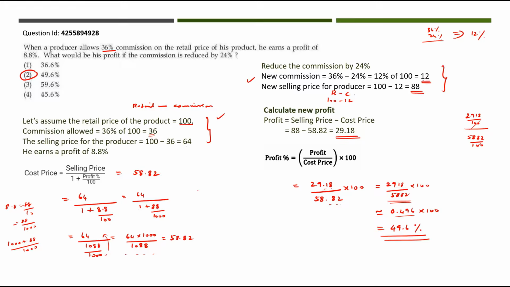These two processes are same, but just with the reduction of commission we are calculating it again. We have the profit of 8.8%. From that we are trying to take the cost price using this particular formula. So take the question like this. For 36% commission, the profit is 8.8%. For 12% of commission, what is the profit percentage? This is the question. Now they have asked just profit, but the answer is given in terms of percentage. That's why after calculating the profit, we are finding the profit percentage.